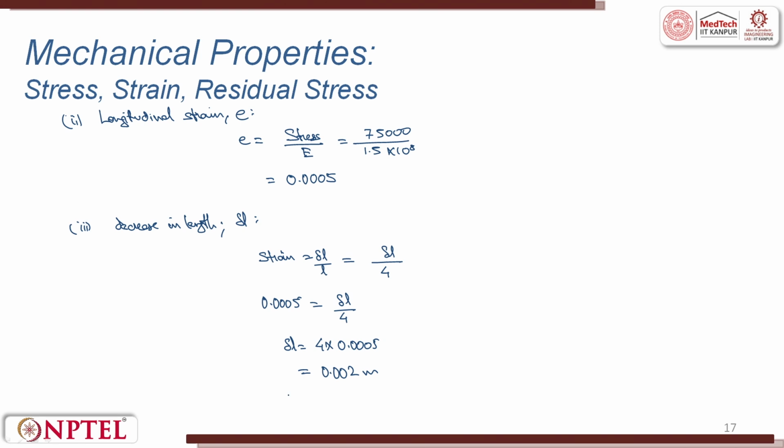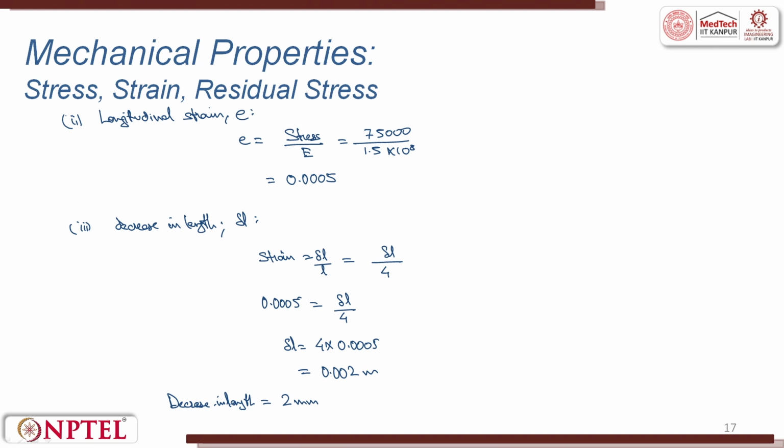meter. So this meters, if I convert into millimeter, this is multiplied by 10 raised to power 3. This turns out to be 2 millimeter. So this is decrease in length. Right. So this is all solved now.